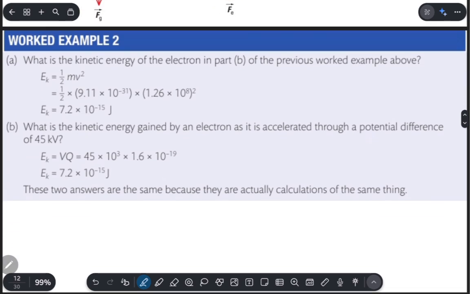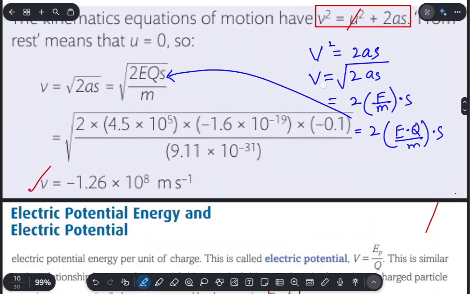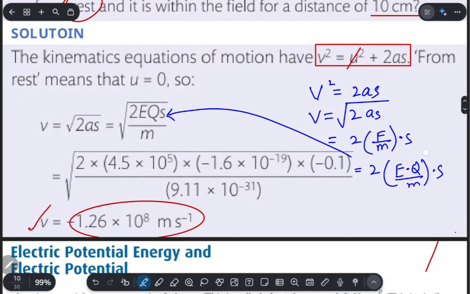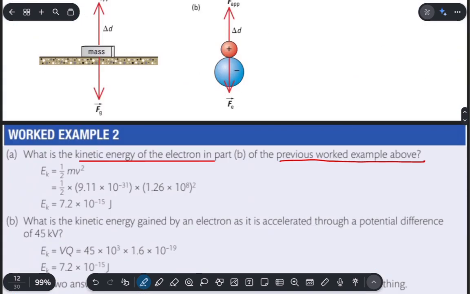So here we go. Let's say I have a worked example. What is the kinetic energy of the electron in part B of the previous worked example? That is in my first video, because you calculated the speed of the electron. The speed of the electron was 1.26 into 10 to the power 8 meters per second. This was the continuation of that worked example.